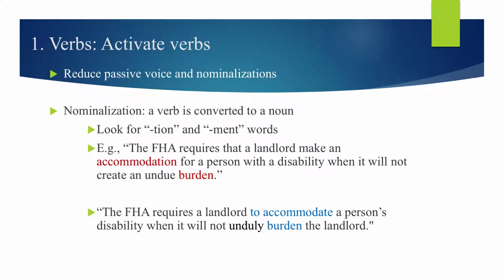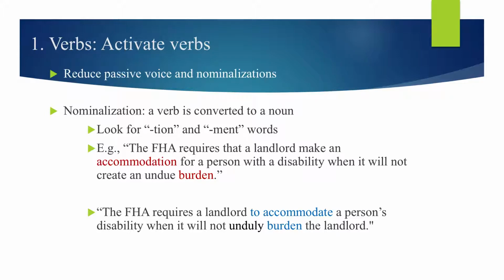The FHA requires that a landlord make an accommodation for a person with a disability when it will not create an undue burden. Accommodation here is a nominalization, and in order to use it as a noun, the writer has to say, make an accommodation. The original verb, accommodate, would be more concise.